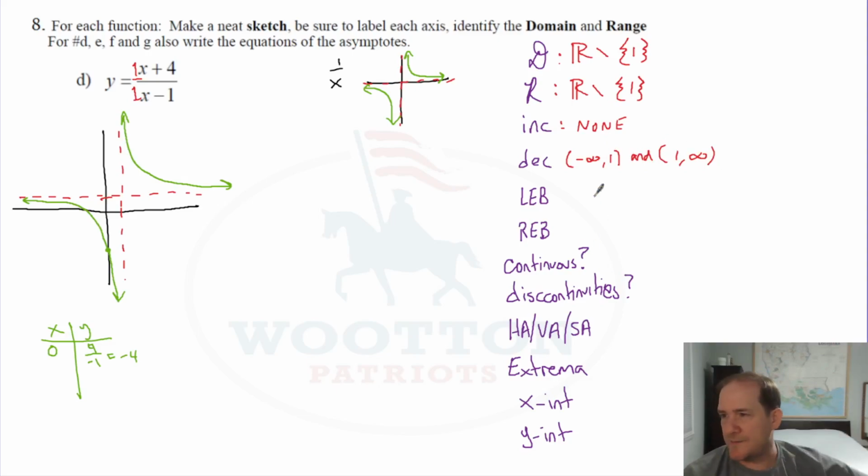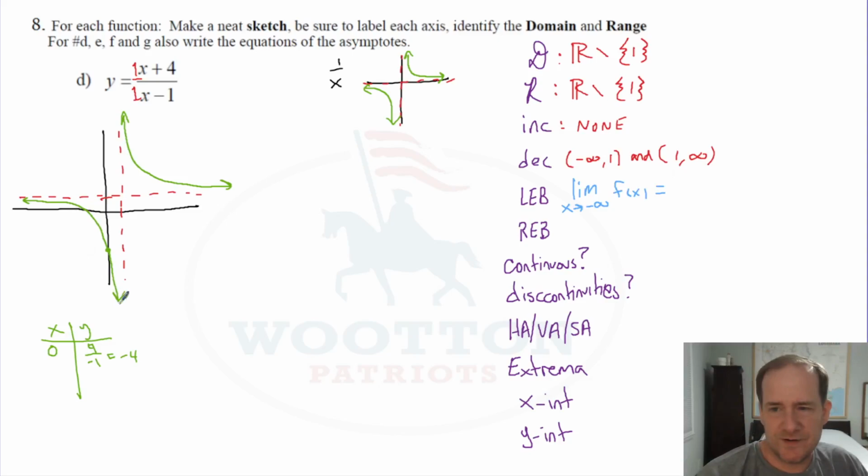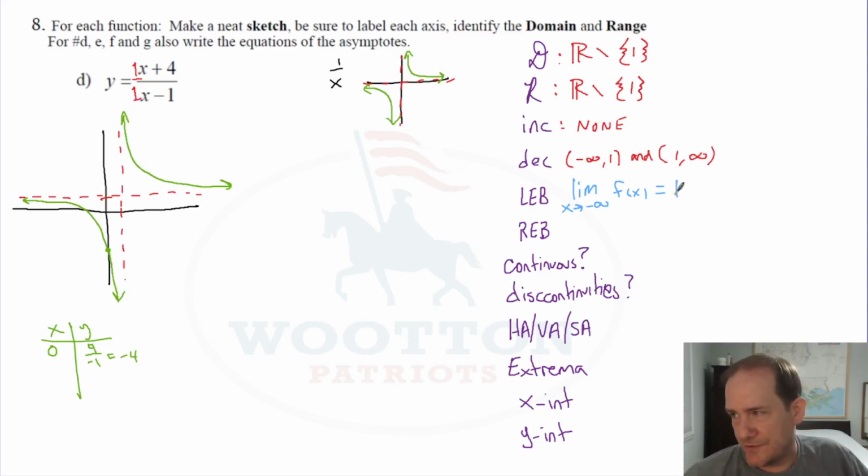For your left and right end behavior, this will be a little bit different from what we've seen, because this time the limit as x approaches negative infinity of this function is actually a finite value. As I follow this thing left, it approaches the value of the asymptote, which is 1. So it doesn't go to infinity or negative infinity. It approaches a finite value. It approaches the value of the asymptote, which is 1. So when we go to the right, the same exact thing happens. As we go to the right, the function also approaches 1.